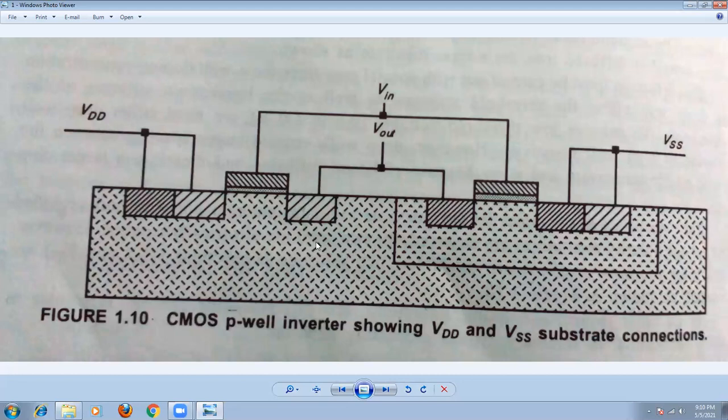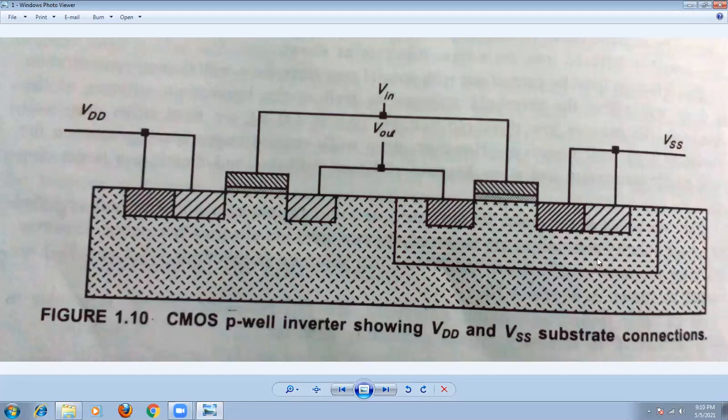But in order to get the N-channel FETs in the same structure, we are going to make a well form. That means we are going to deposit a P-type semiconductor on the N-type semiconductor. On this N-type semiconductor, we are going to construct a P-well by depositing P-type material here.